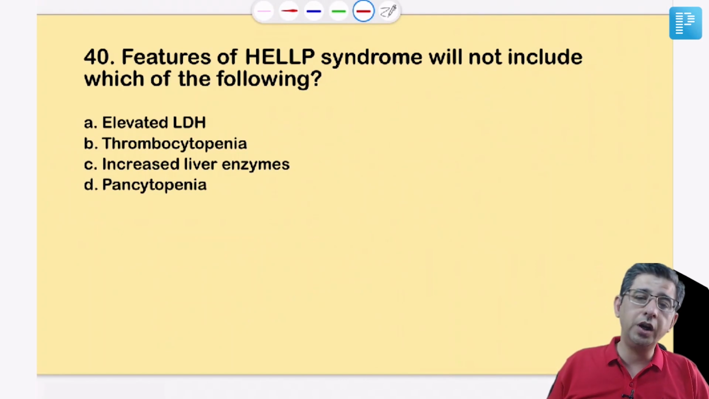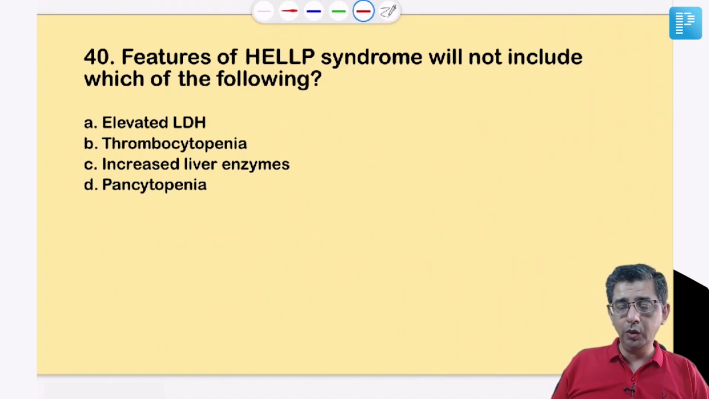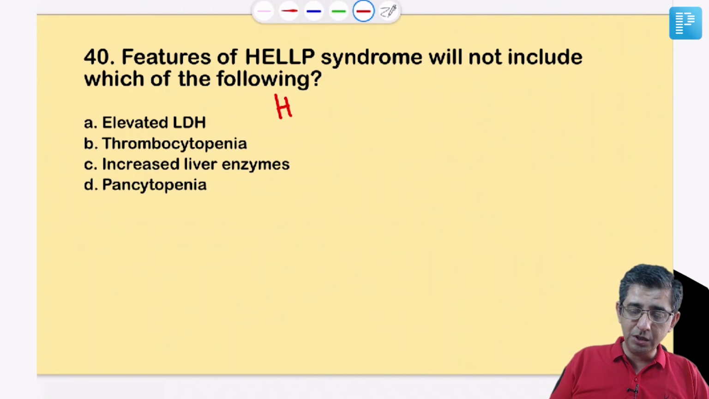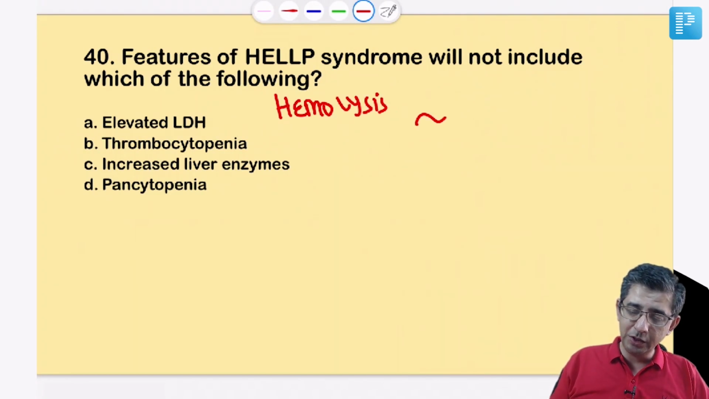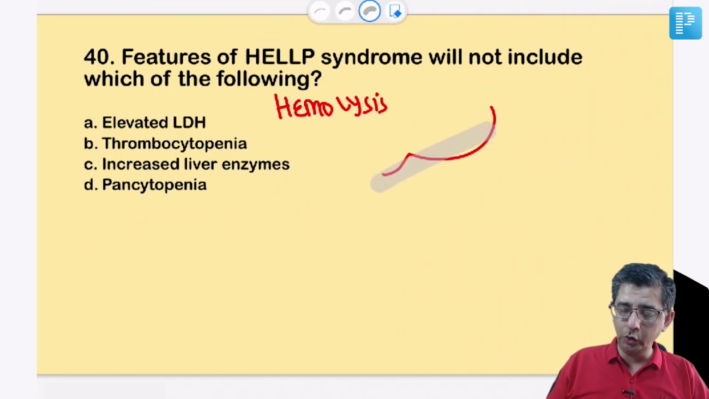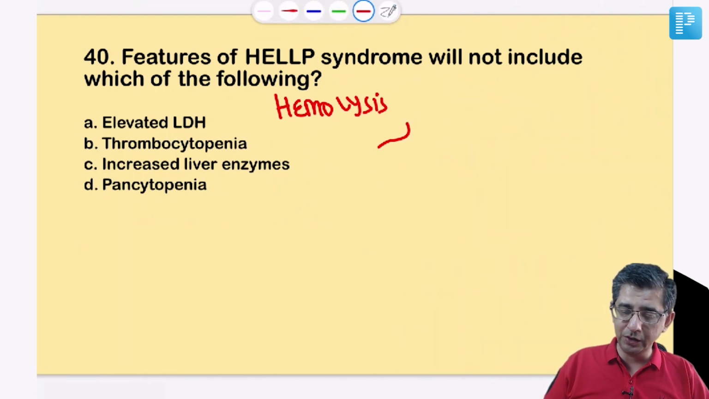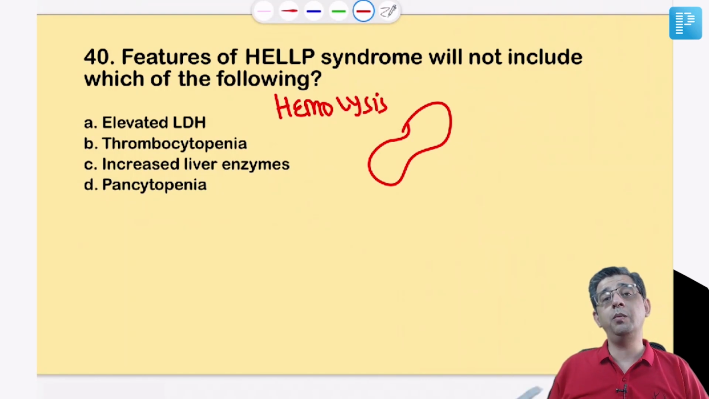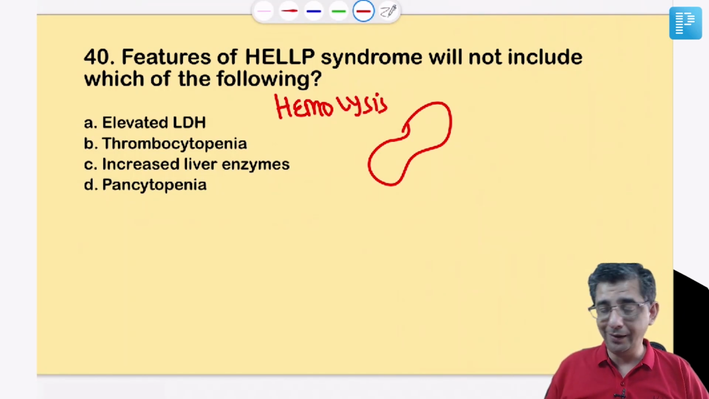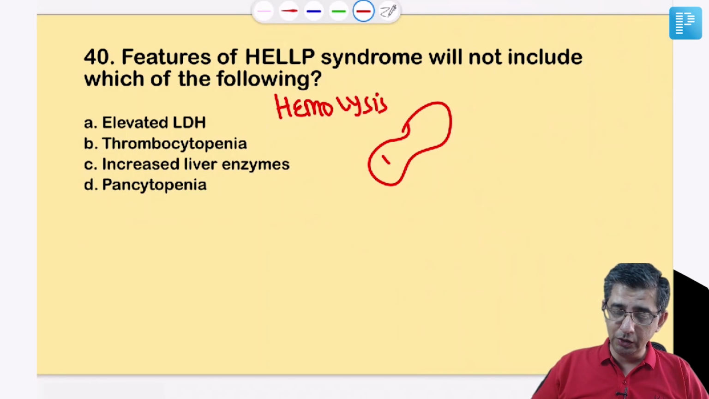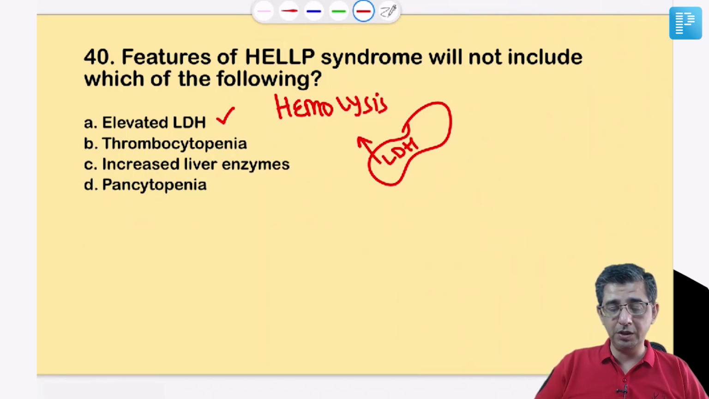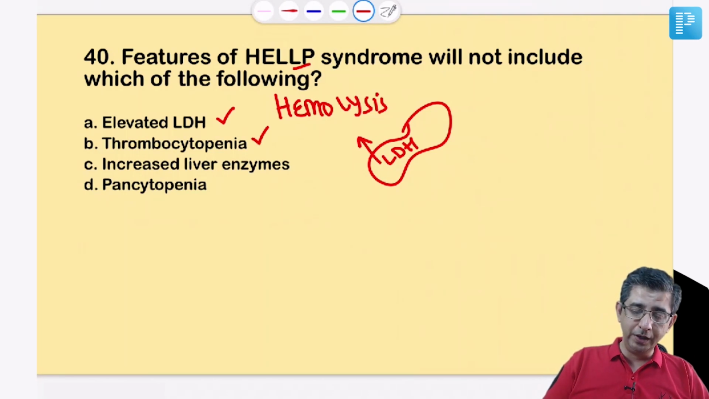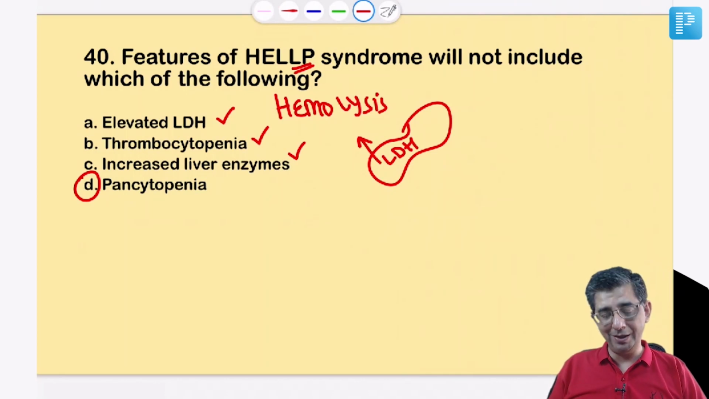Coming to question number 40, what are the features of HELLP syndrome? So hemolysis: RBCs are loaded with LDH, right? So when the RBCs burst, it will contribute to release of lactate dehydrogenase in the circulation. We also spoke about normal values of LDH, 140 to 280 international units. So this LDH will spill over, and that is why you would be having this manifestation. You definitely have low platelets here. You definitely have increased liver enzymes. So by exclusion, the answer would be delta pancytopenia.